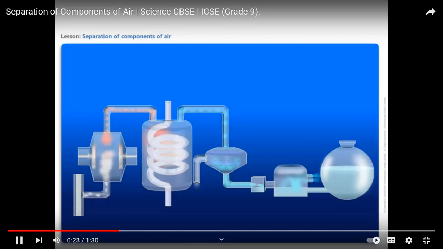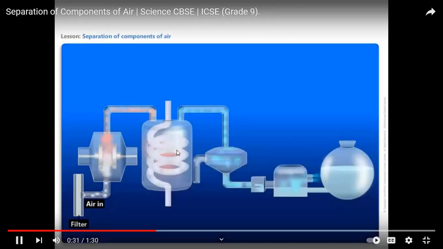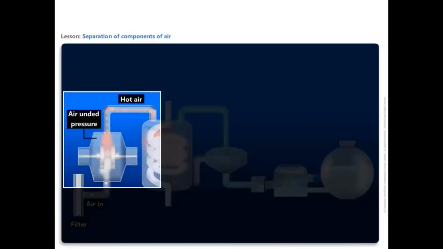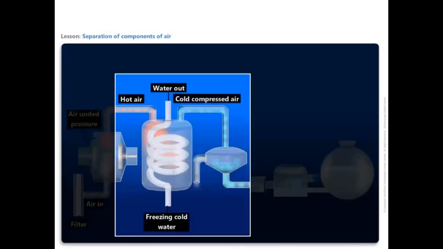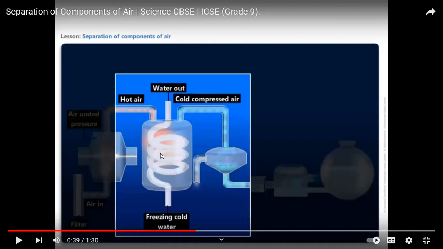Air is first passed through a filter to remove impurities like dust particles. Filtered air is passed through compressors and it is compressed to very high pressures, around 200 atmospheres. What is the pressure they said? Harish, note down the value. 200 atmospheres, 200 atm. Understand? Imagine that.